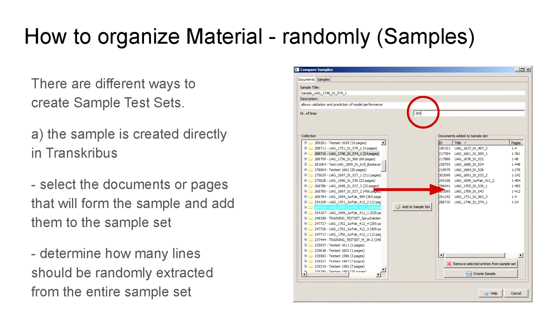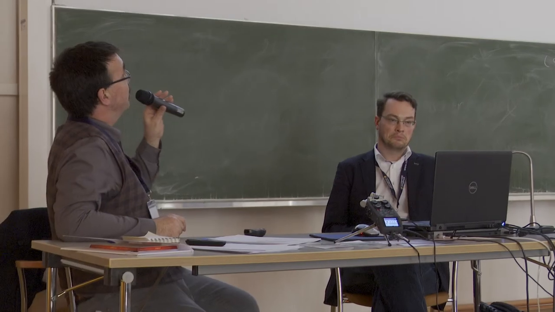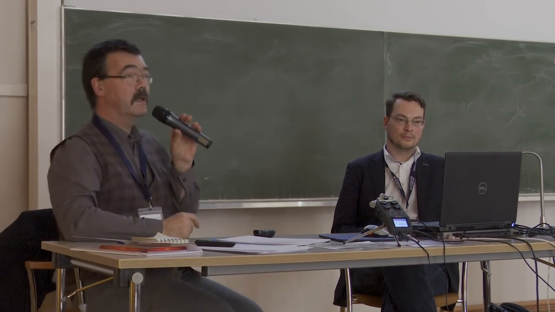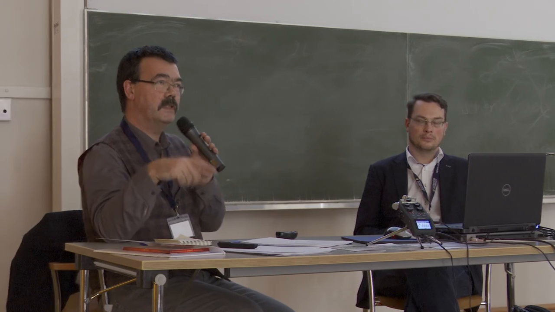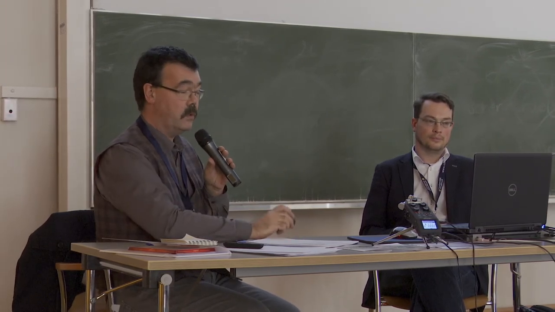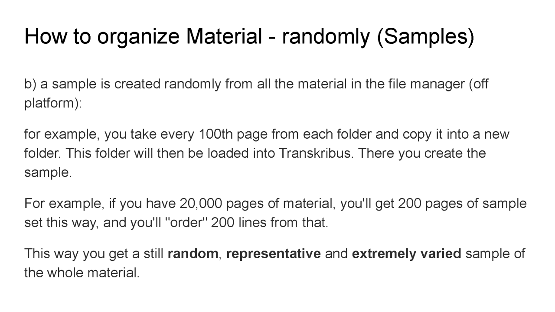To do so, there are different ways to create samples and sample sets. You can do it in Transkribus, so you only have to start the compare samples tool and can add from your collection single documents or single pages to a sample set. Then you can choose the number of lines that you want to get out of this. So here I added a couple of documents, more than 1,000, and I told the system to give me 300 lines back. What you have to do first is a layout analysis. Otherwise, it wouldn't work. This is one way. So you will have a sample set with 300 lines to transcribe and to use as a test set, for example.